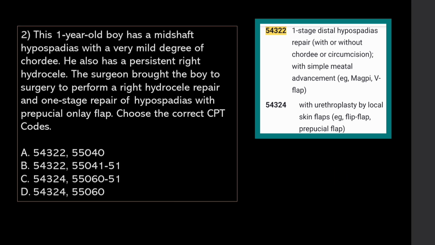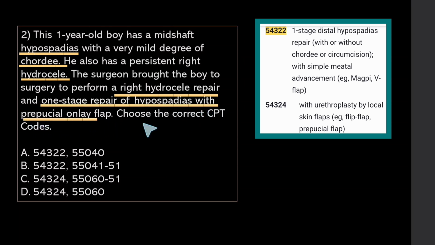Now let us read the question. This 1-year-old boy has a mid-shaft hypospadias with a very mild degree of chordee. He also has persistent right hydrocele. The surgeon brought the boy to surgery to perform a right hydrocele repair and one-stage repair of hypospadias with preputial onlay flap. Choose the correct CPT codes.